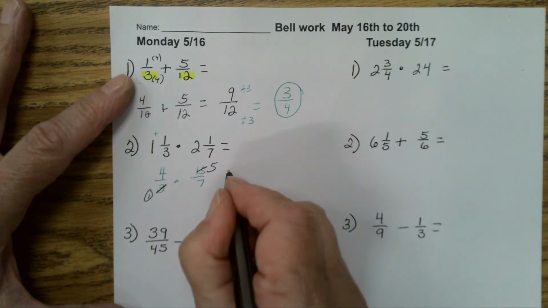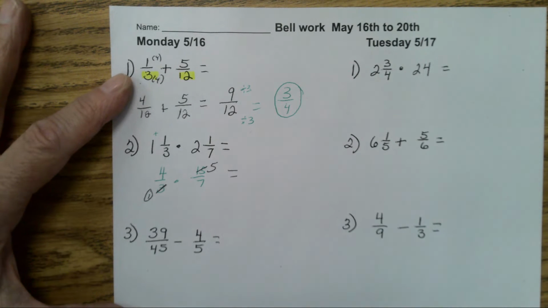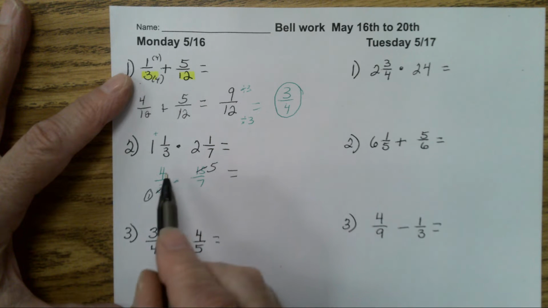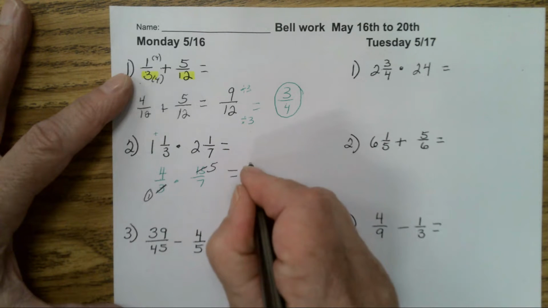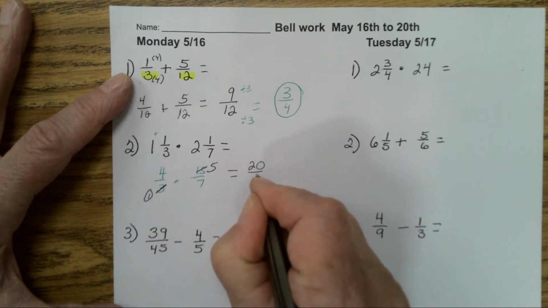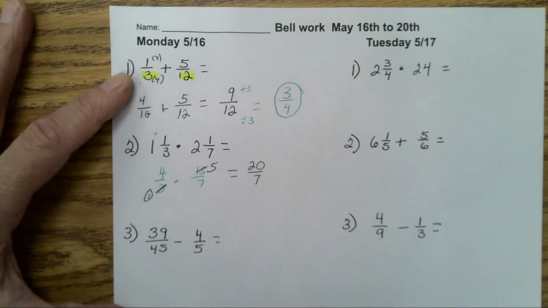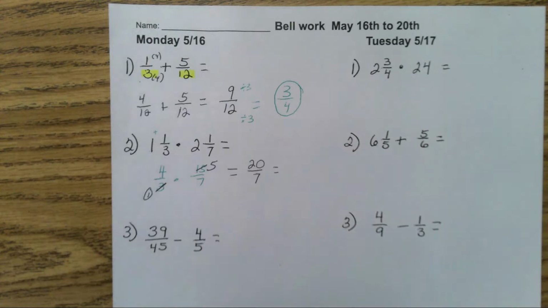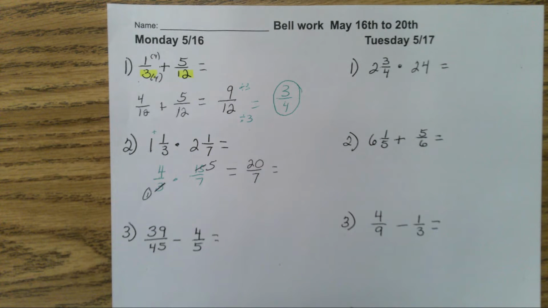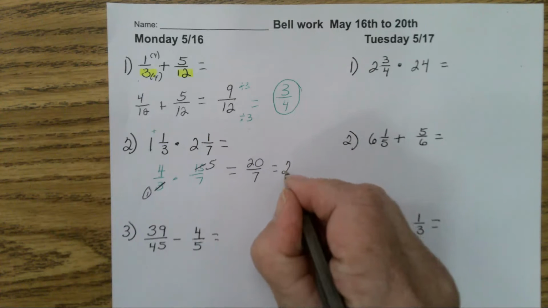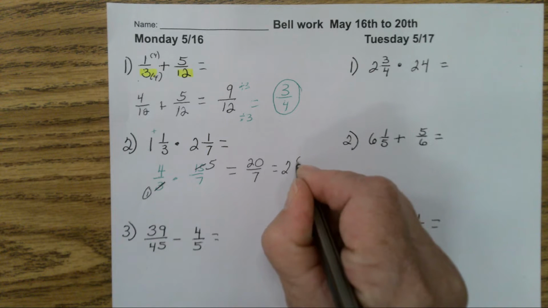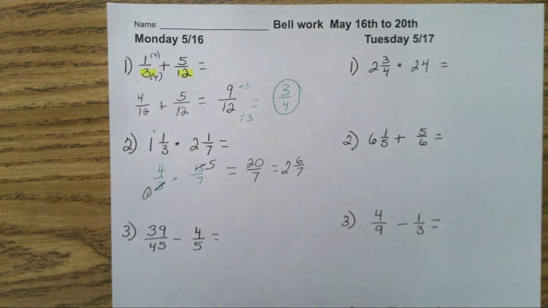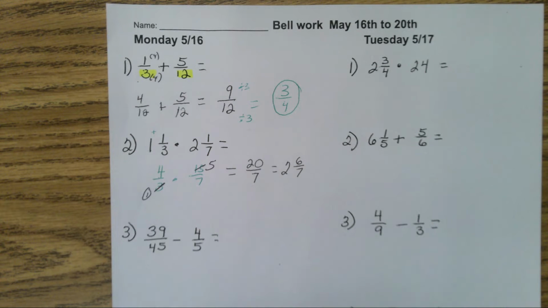So when you're multiplying, you just multiply straight across. Now I'm going to take 4 times 5 is 20, and 1 times 7 is 7. That's an improper fraction. Let's change it to a mixed number. How many 7s are in a 20? 2. That's 14. How many's left over? 6. 6 7ths. 2 and 6 7ths is your final answer for that one.